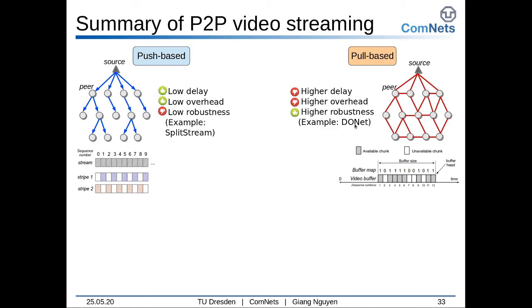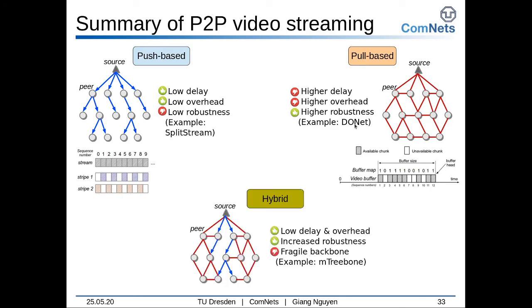To combine the advantages of both push-based and pull-based systems, hybrid systems were proposed. The basic idea is to use a mesh topology, and on top of that maintain a tree backbone by identifying stable peers. The consequence is that the hybrid system can deliver very low latency and also low overhead. It can also increase the robustness. However, the backbone is still fragile.